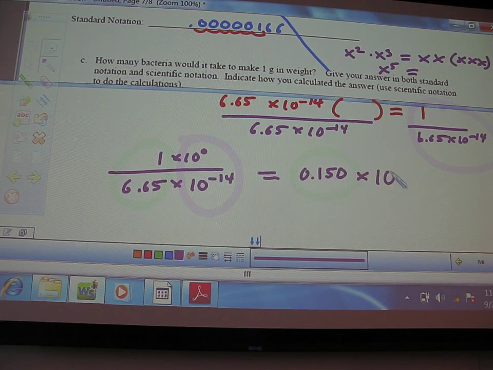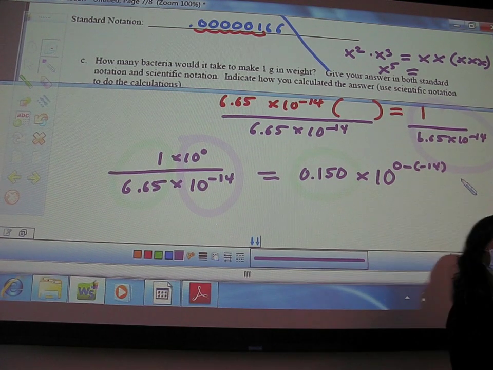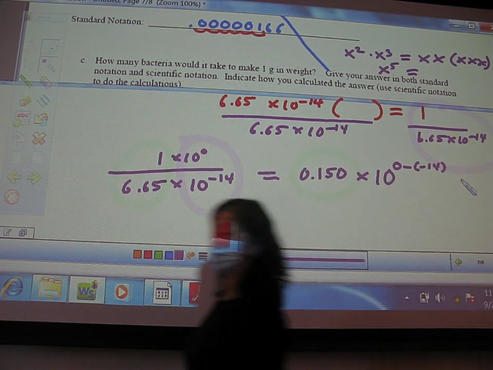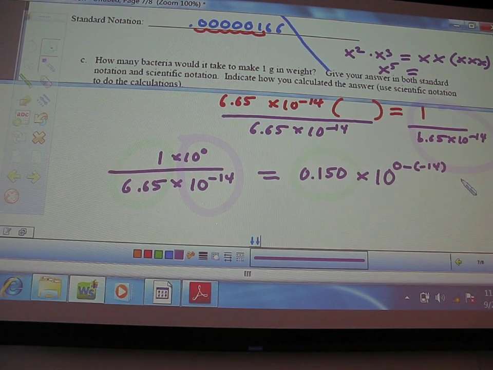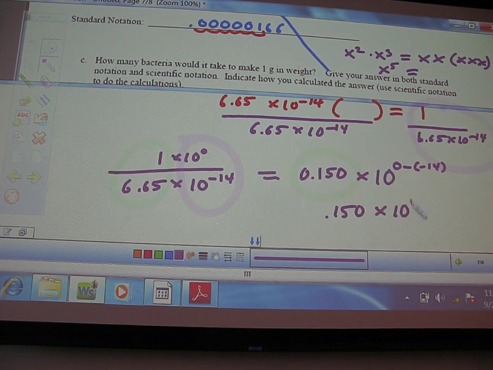And then 10 to the, this is going to be 0 minus negative 14. So again, if I subtract a negative, I take the opposite of a negative, it makes it positive. The opposite of negative 14 is positive 14. So it's going to become 0.150 times 10 to the positive 14.